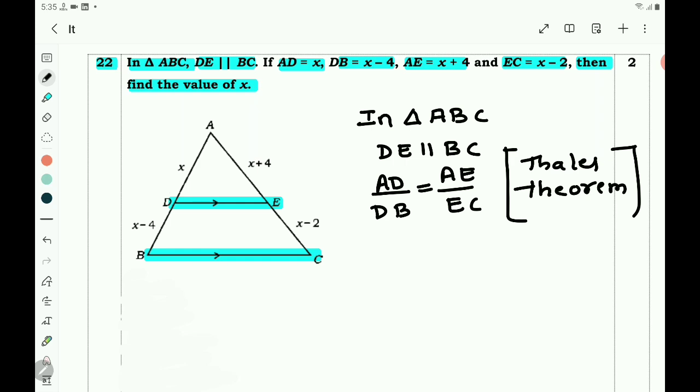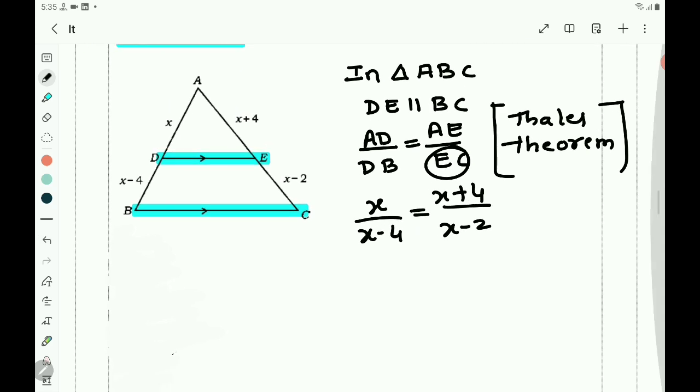Then all values are in terms of x. AD is x, DB is x minus 4, AE is x plus 4, and EC is x minus 2. Now do the cross multiplication.